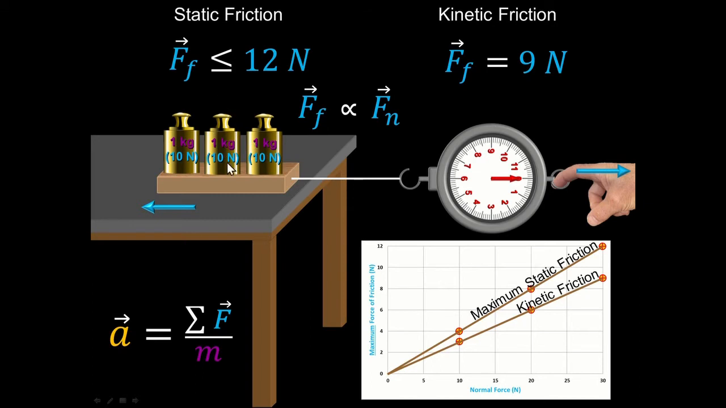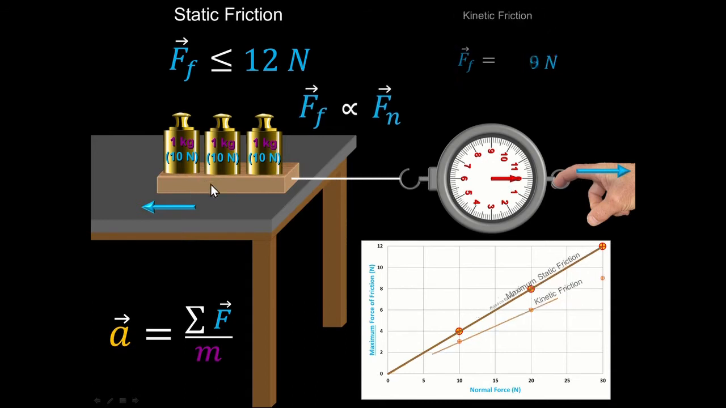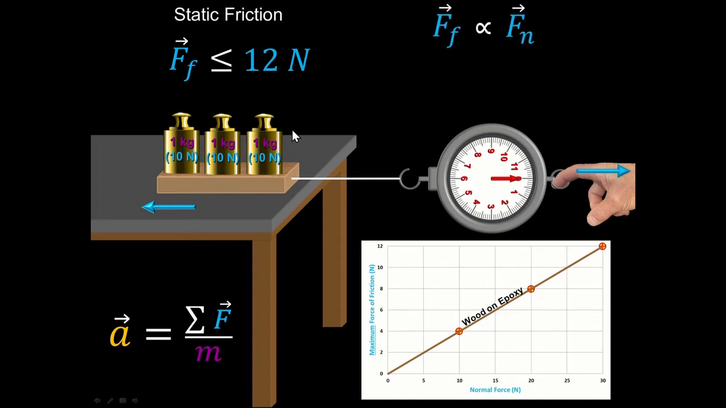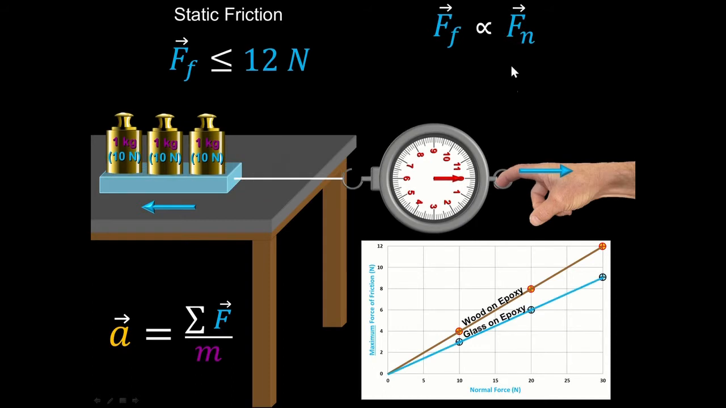If I stood up there, if I removed all those and got my body standing on that, we would have to pull really hard in order for that to be able to slide. So the force of friction is directly proportional to the normal force. When two things are directly proportional, actually I got ahead of myself.